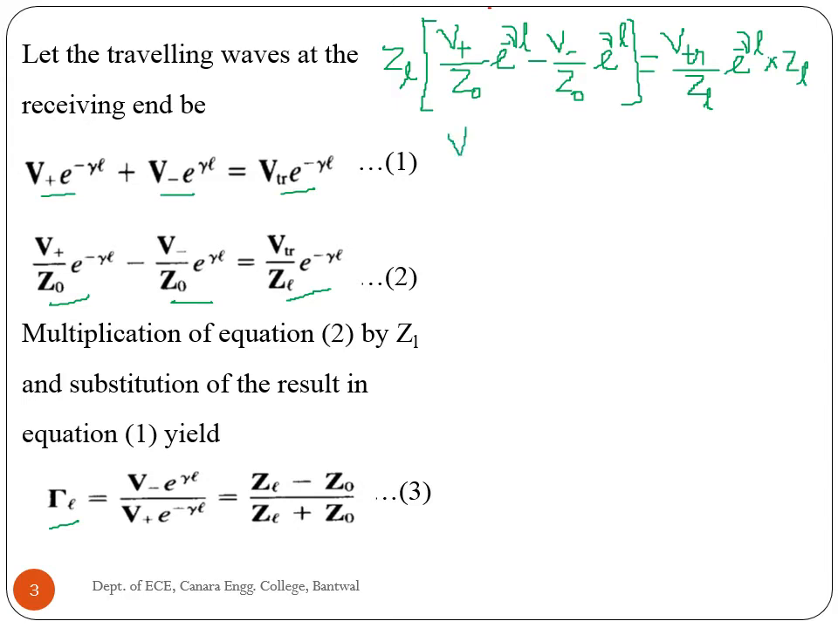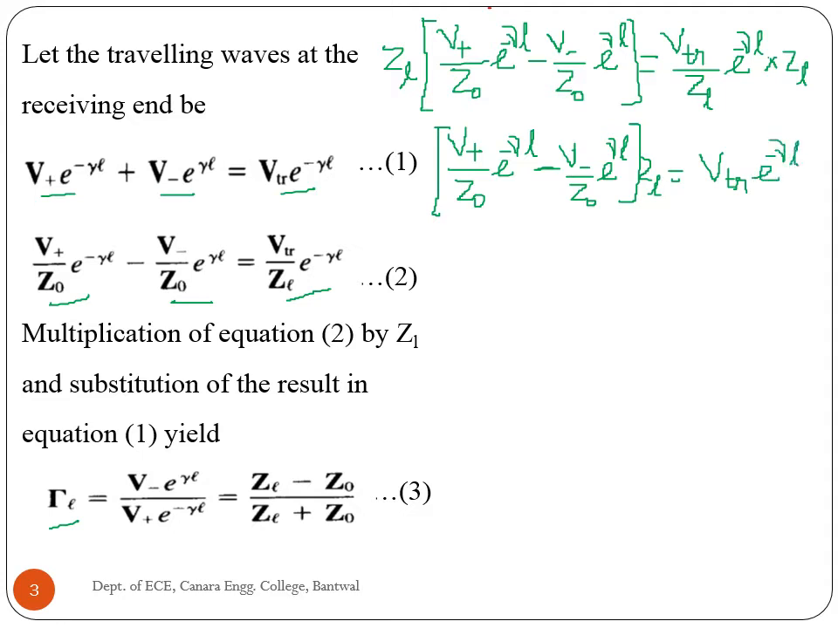Simplify the equation. V plus divided by Z0 e to the power minus gamma L, minus V minus divided by Z0 e to the power gamma L, into ZL is equal to VTR e to the power minus gamma L. This is equation A. This equation should be substituted into equation 1.